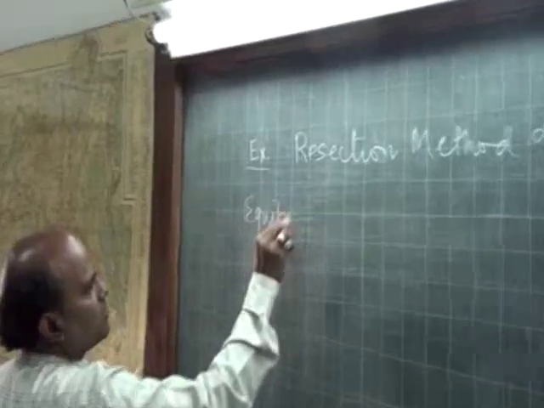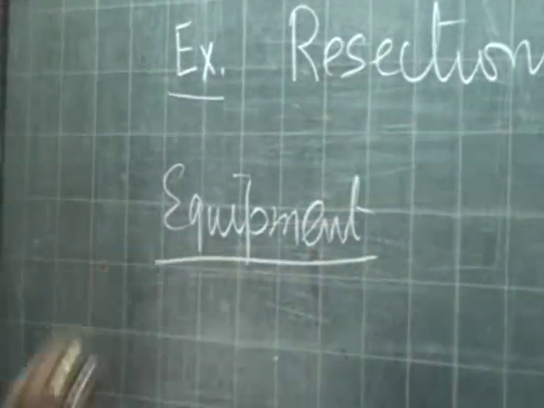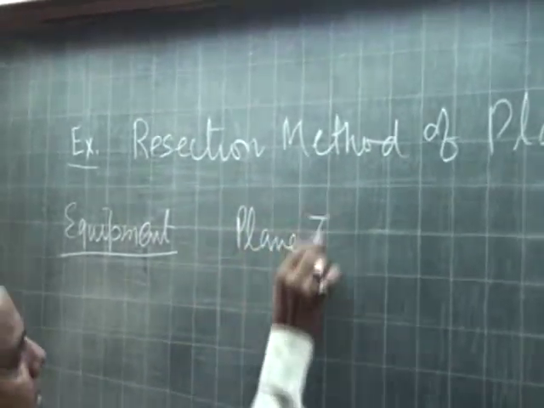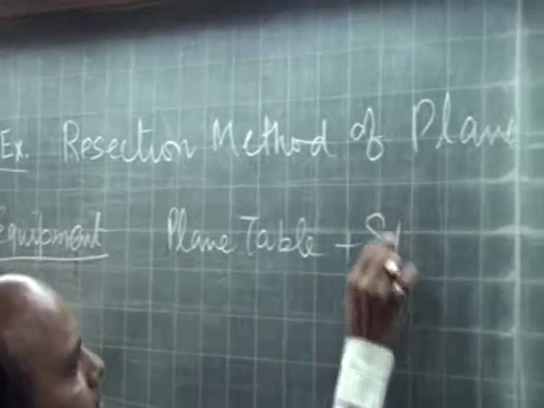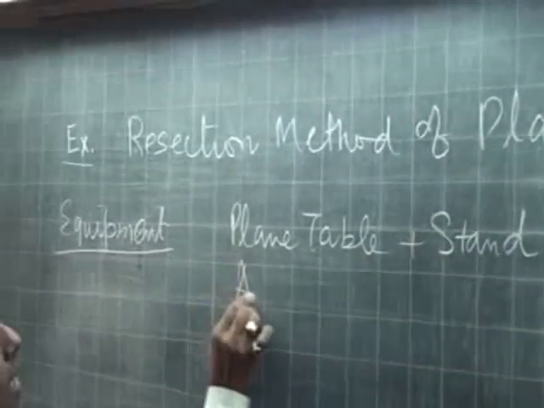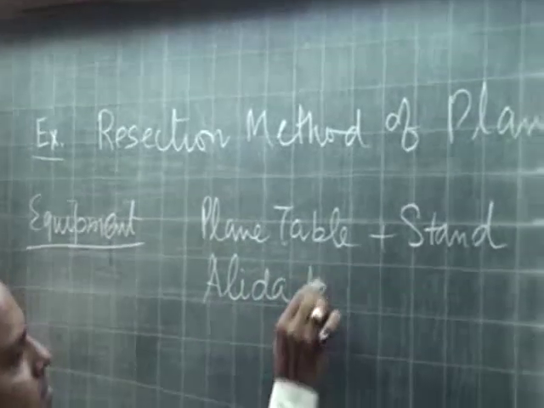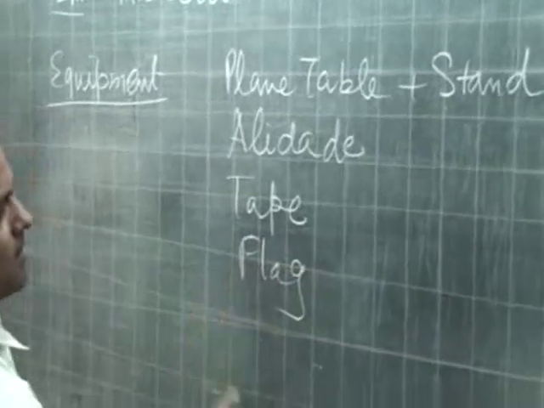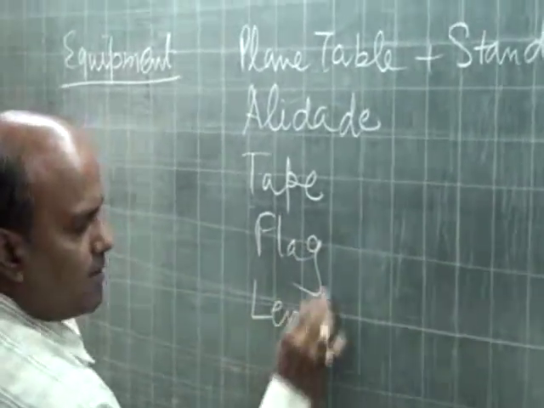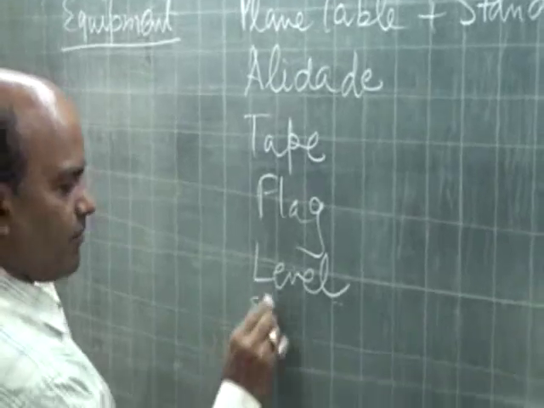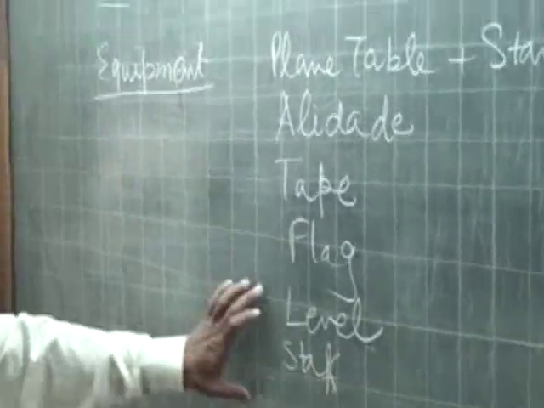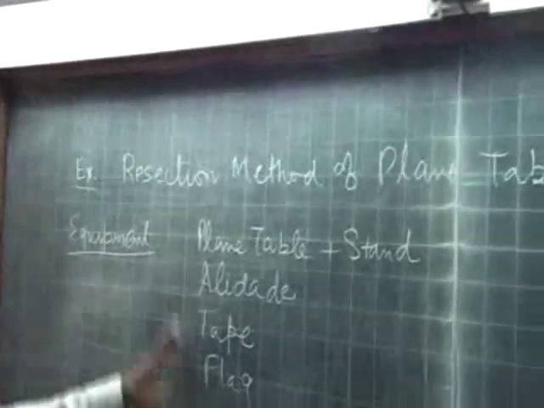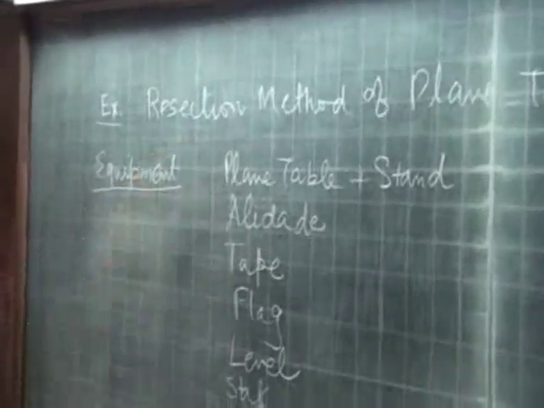Equipment which we use in this particular exercise is almost the same which we are using in other practicals. Plane table and stand. We are using alidade. We are using tape, flat. We are using level and staff. In fact, level and staff are used later on for plotting purpose, but all other equipment we will use to determine the positions by the radiation method.